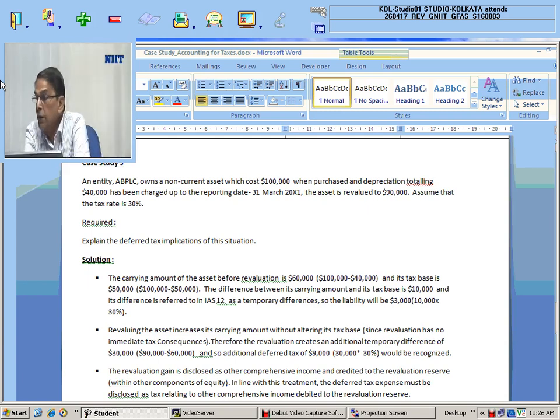So to create the deferred tax liability, you have to debit the revaluation reserve by 9,000. 30,000 will be credited to the revaluation reserve. It will be shown as other comprehensive income, that revaluation gain, and it will be credited to the revaluation reserve account. So the additional deferred tax expense of 9,000, that is 30% of 30,000, must be disclosed as tax relating to the other comprehensive income. It is not relating to the profit and loss, but it is relating to the tax relating to the other comprehensive income. It will be debited to the revaluation reserve.